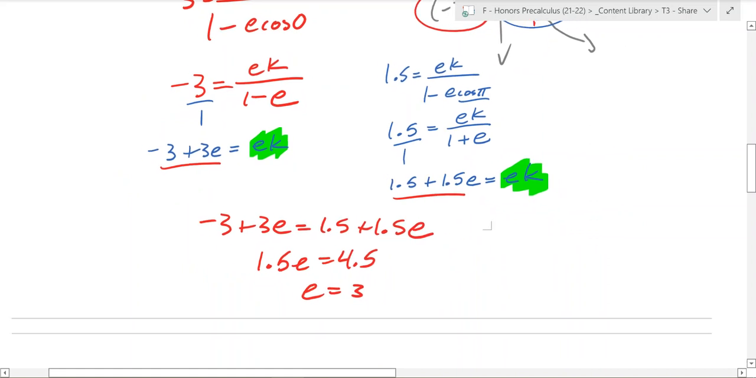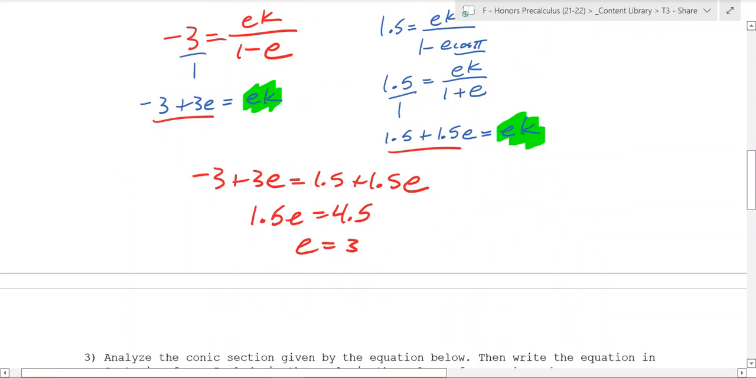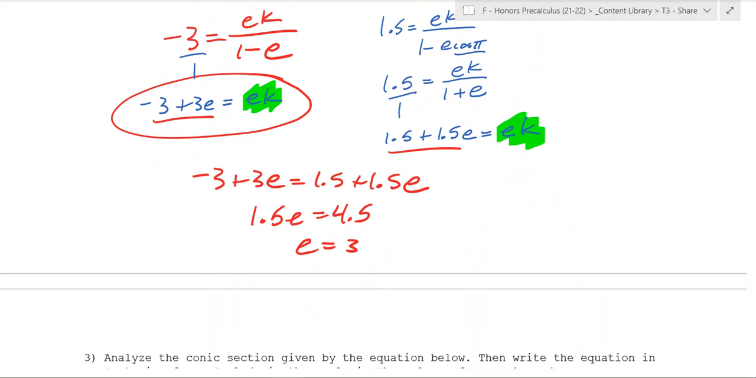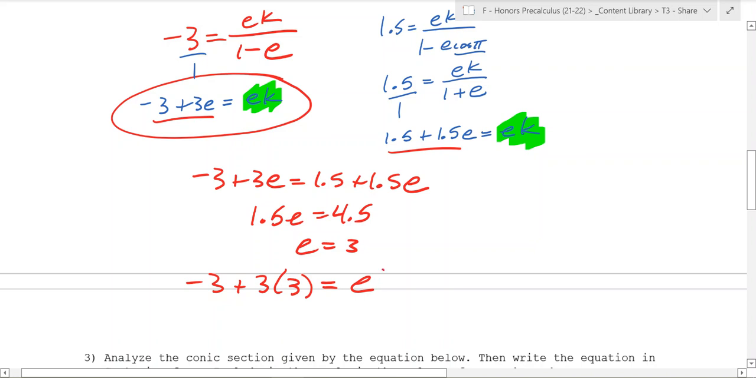So now we can solve for k in a bunch of different ways. One way we could do that is we can just plug it in up here. So we know, for example, now that negative 3 plus 3 times 3 is equal to e times k, like that. So that means that 6 is equal to e times k. So we could also plug in 3 right there, so k would be equal to 2 in this case, which kind of makes sense because it's in between. The directrix would be x is equal to negative 2.